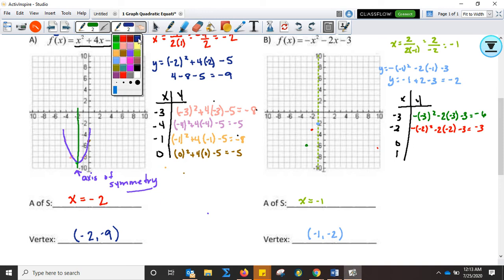Okay, so now let's go to 0. But since this is our axis of symmetry, what do you know your ordered pair for 0 is going to be? It's going to be the same right here. So it should be 0, -3. And when I plug in 1, it's going to be 1, -6. And then plot those points. Okay, so that's what your graph would look like.